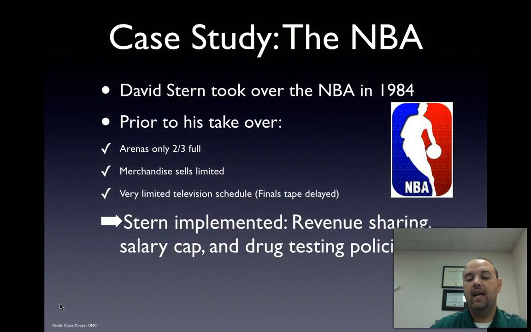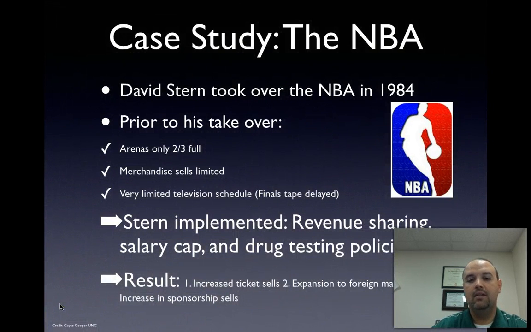So what did Stern do? He came in and did a couple of things. He implemented revenue sharing, so that the league automatically got more competitive. He set a salary cap, so he held down salaries so teams could afford to get better players. And he cleaned up the sport. He started drug testing. What that did is it basically increased their ticket sales. It expanded the NBA into foreign markets to get foreign players, to have minor league teams in foreign markets, and then they increased their sponsorship sales. And now the NBA is basically hugely popular.